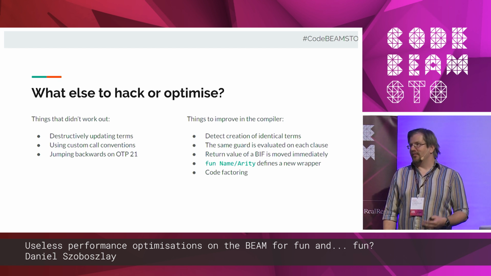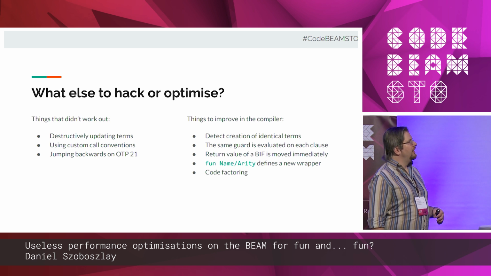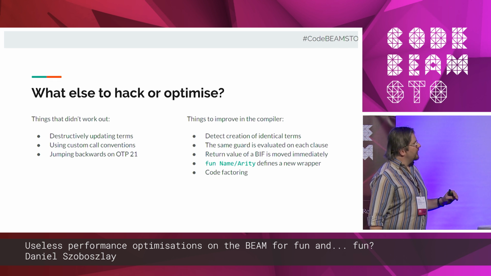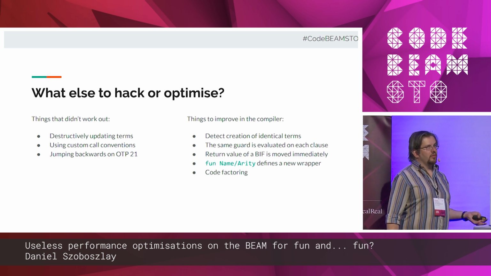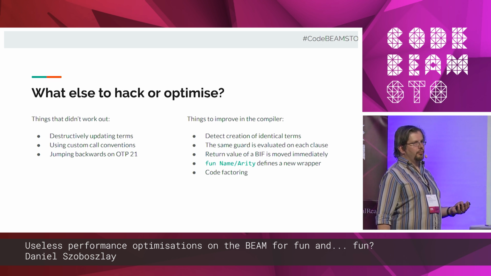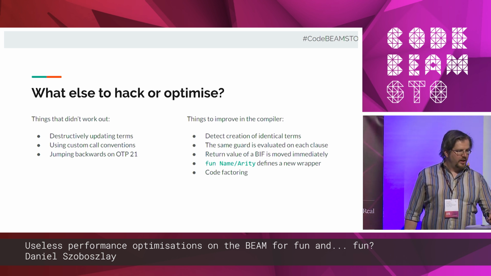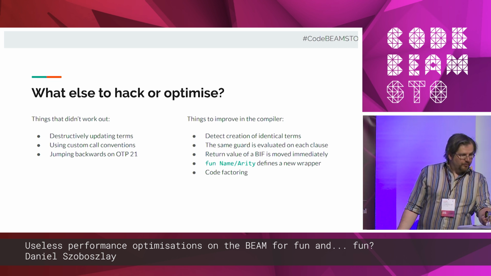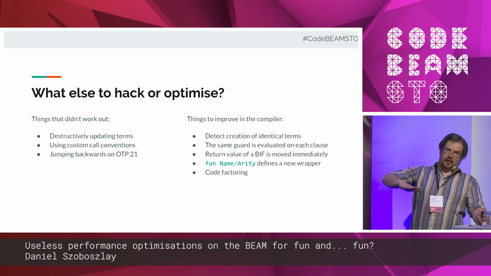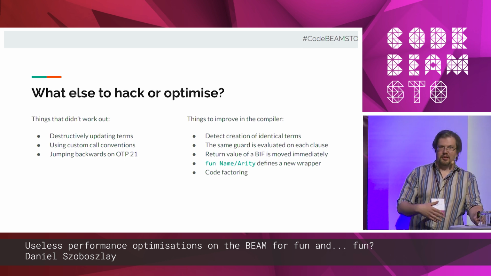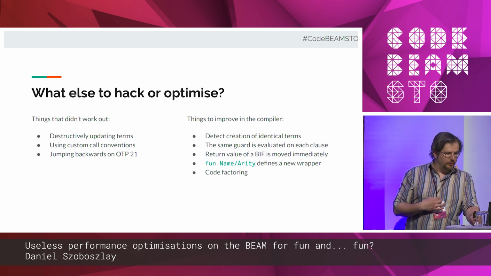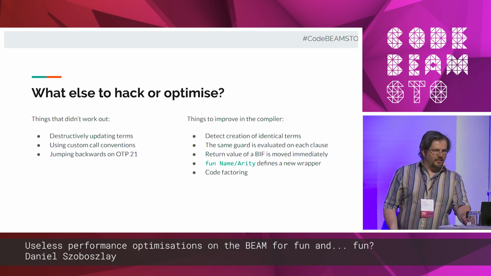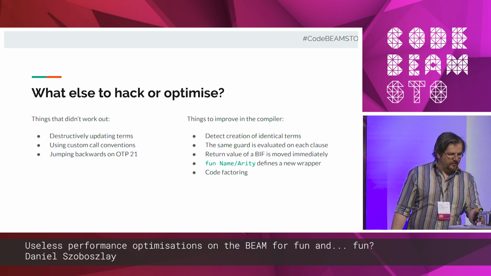Using jumps instead of calls to avoid bumping the reduction counter can be one more. And there are a bunch of things that I noticed in the code generated by the compiler that should be or could be improved, like detecting the creation of identical terms even if they contain things like self, or when the same guard is mentioned on multiple function clauses, then there's really no reason to evaluate it multiple times. Or when the return value of the BIF was not placed into the optimal register, it had to move immediately. They don't really make sense.